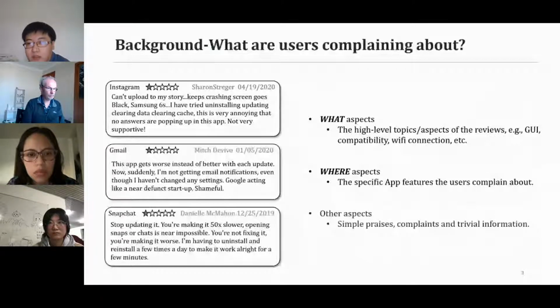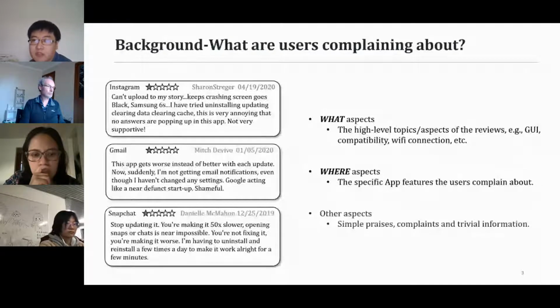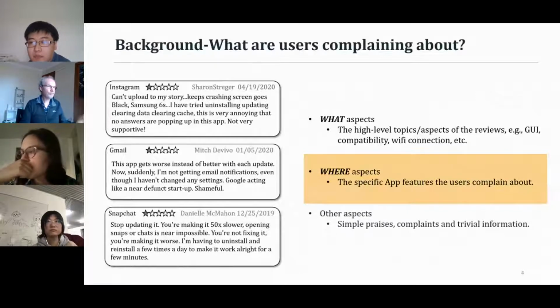The first level is what aspects. That is the high-level topics or aspects of the reviews. And the second level is where aspects. Users are complaining about specific app features, and they think these features might have problems. And the final level is other aspects, mostly trivial information. So in this study, we focus on the where aspect. That is which specific app features the users are complaining about.